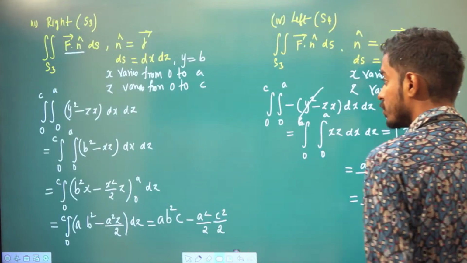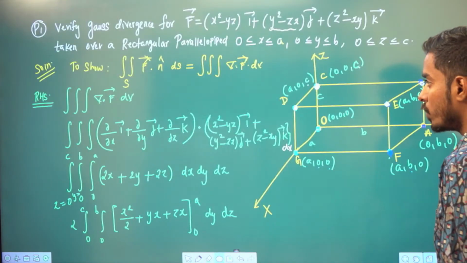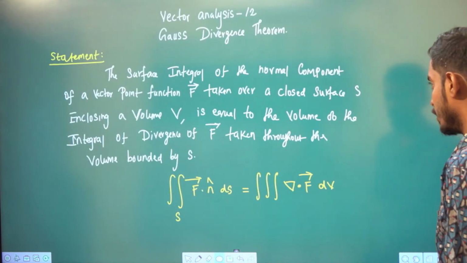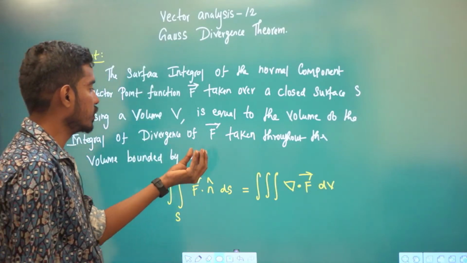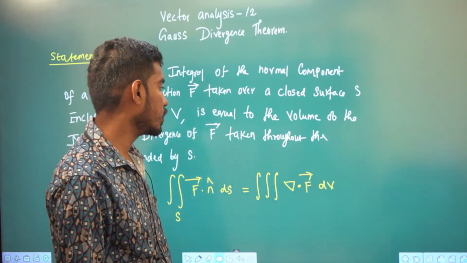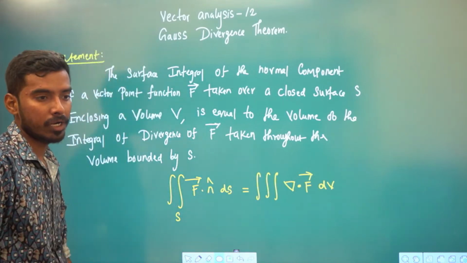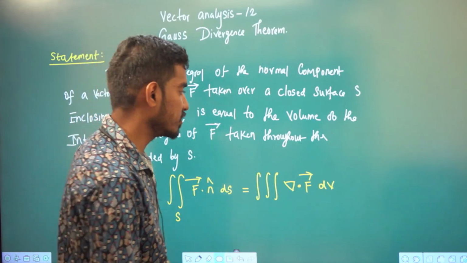What the Gauss divergence theorem says is that the surface integral of F dot the unit normal vector is equal to the volume integral of the divergence of F taken throughout the volume bounded by S. This is what we did in the previous class.